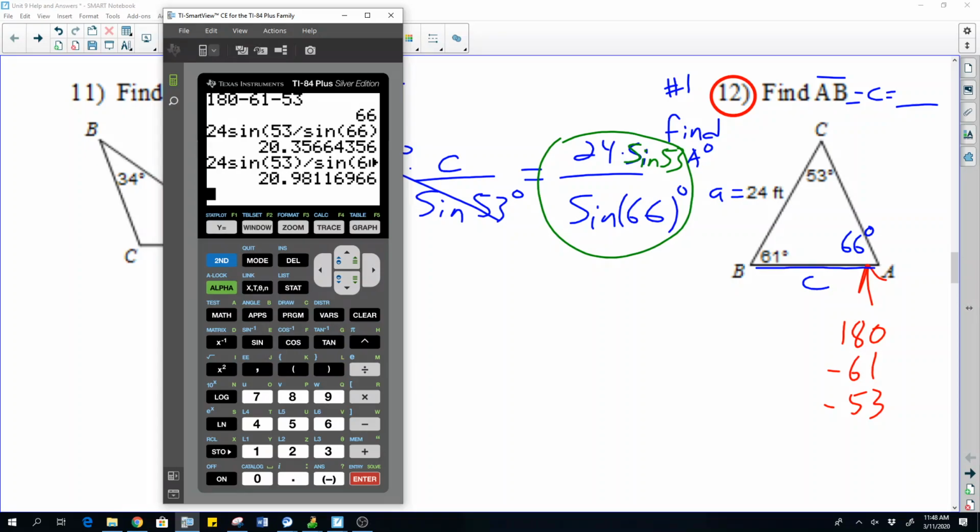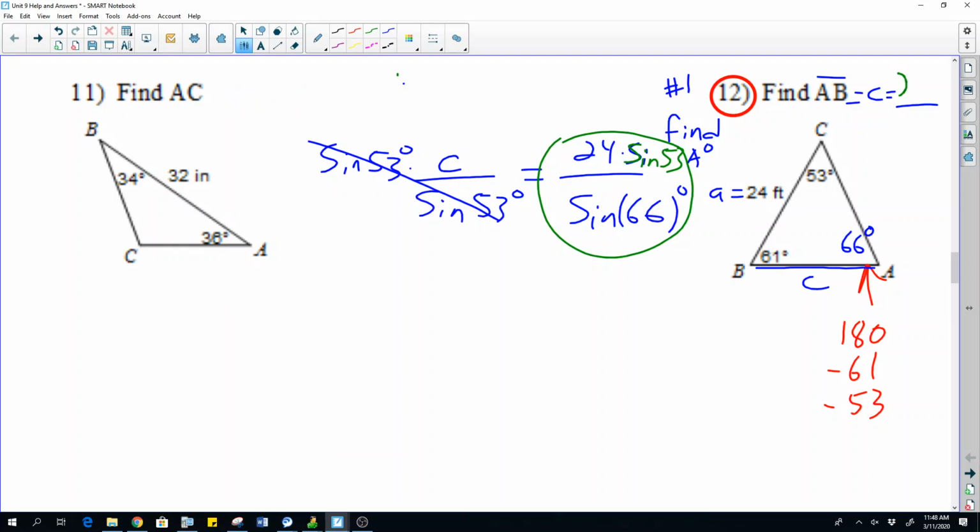And so the right answer is actually, it rounds up. So yep, it's 20.98, rounds up to 21. Don't forget the measurement. So it's 21 feet. 21 feet. There we go, 21 feet. And that was little c we just found.